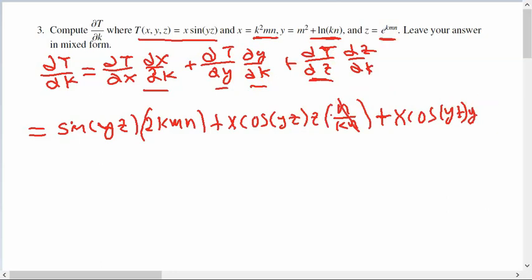And now I have this one to take the derivative of with respect to k, which was e to the kmn. So it's the derivative of what's inside here times e to the kmn. So that's going to be mn e to the kmn. That's our chain rule from Cal 1 for the derivative of e. So just in case you can't see it there, that's that. And that's it. It says leave your answer in mixed form. It's just a matter of taking all those partials. So it's kind of partial practice.